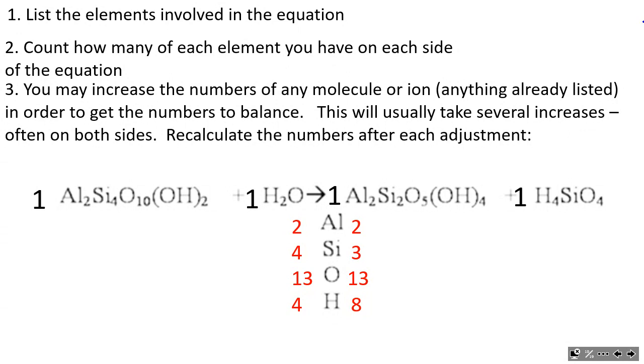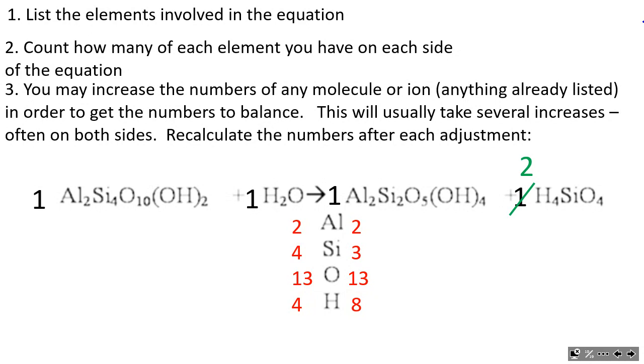We don't need more aluminum. We do need more silicon. So let's change the coefficient on the silicic acid. Okay? But you might have to do trial and error to get the right one. So what I will do is mark out the 1 coefficient and change it to a 2 coefficient.